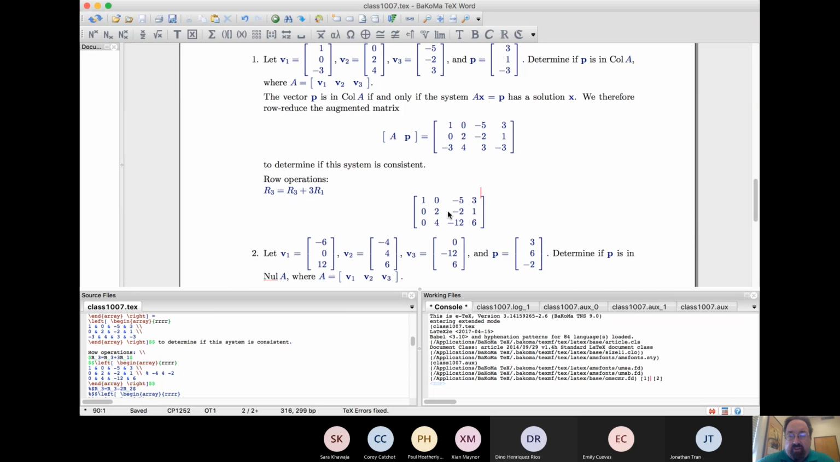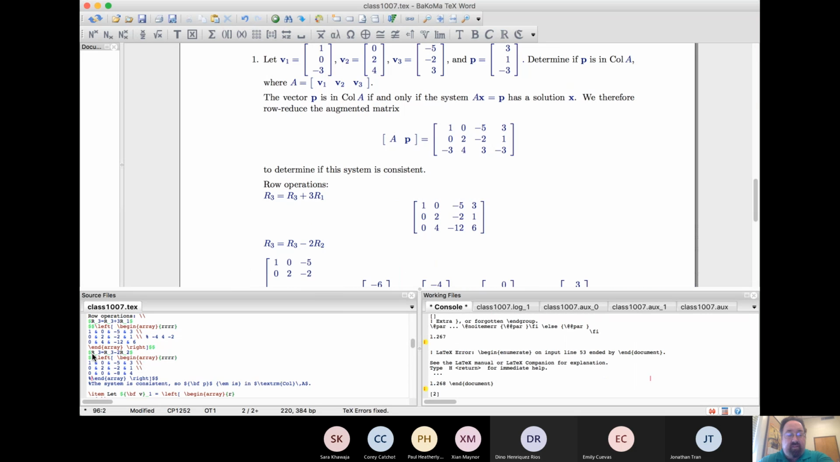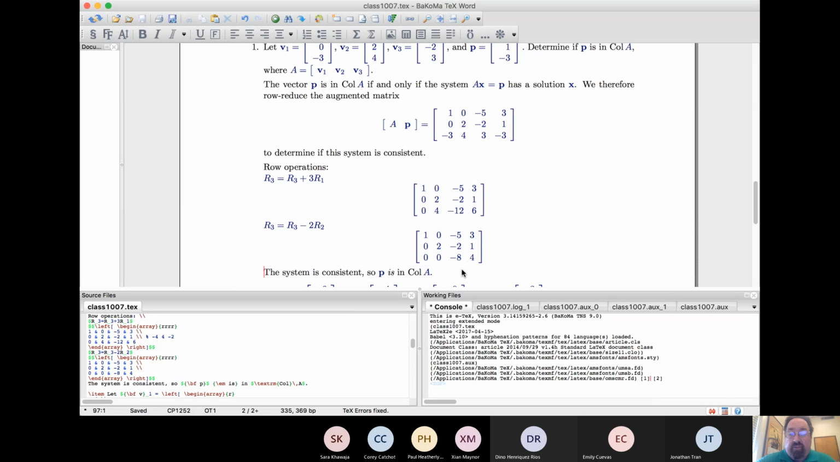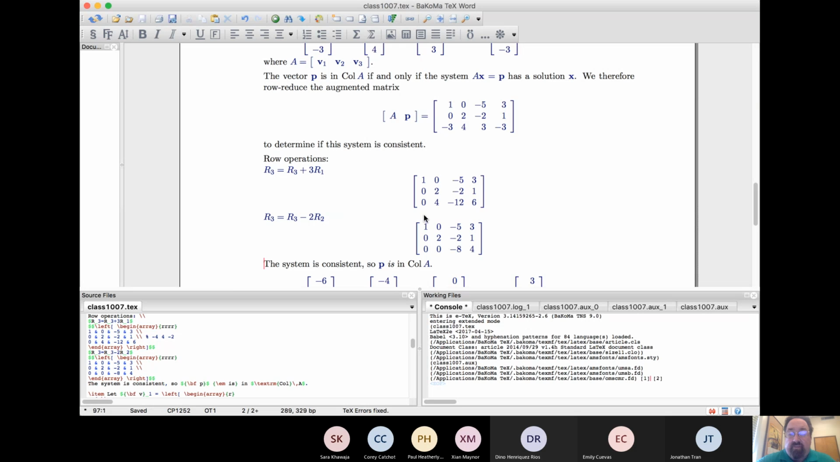Notice that we have these two rows of the matrix, 2 and -2 here, 4 and -12 here. They're not parallel. So when we perform the next row operation, to eliminate this element, we take twice this row and subtract it from this row, then we get something non-zero here. So we have a pivot position in every row, every column. So 1, 2, and -8 are pivots. So we see that the system is consistent. So this vector p is in the column space.